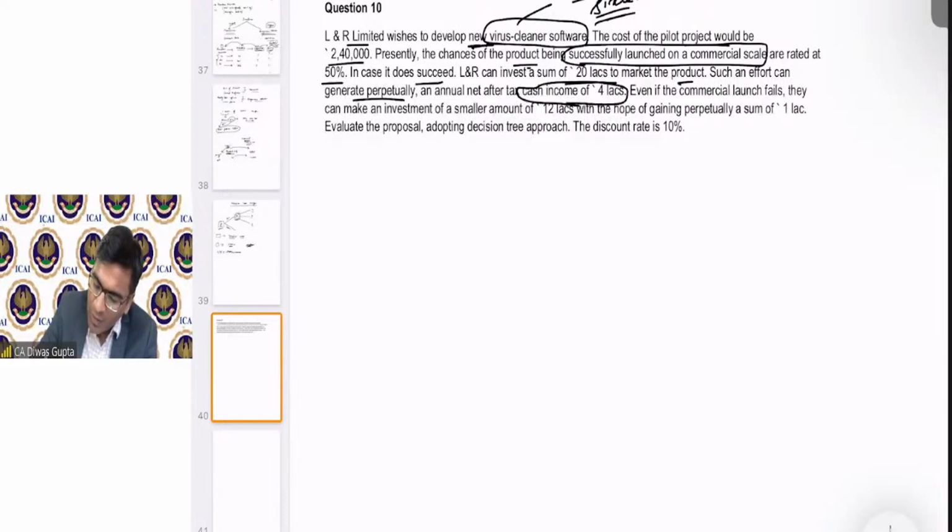Even if the commercial launch fails, they can make an investment of 12 lakhs with the hope of gaining perpetually a sum of 1 lakh. So they are saying if the commercial launch fails, if the pilot has not succeeded, then in that case also they can invest 12 lakh rupees and gain 1 lakh rupees perpetually. Evaluate the proposal adopting the decision tree approach. The discount rate is 10%. Simple. So let's take all the possibilities into the decision tree.